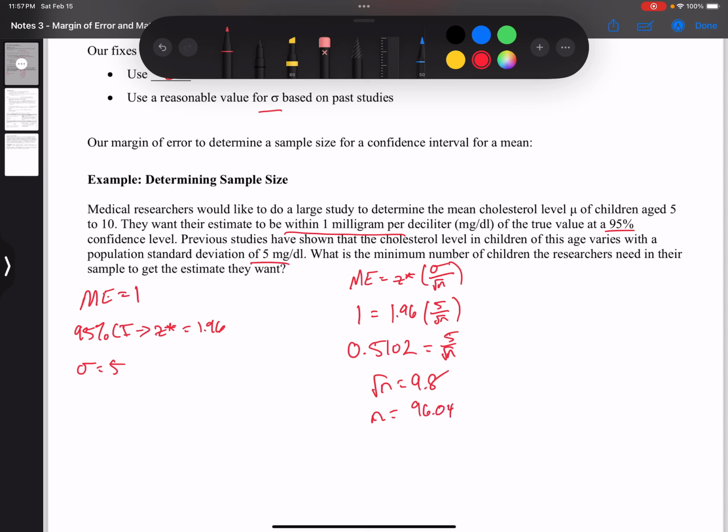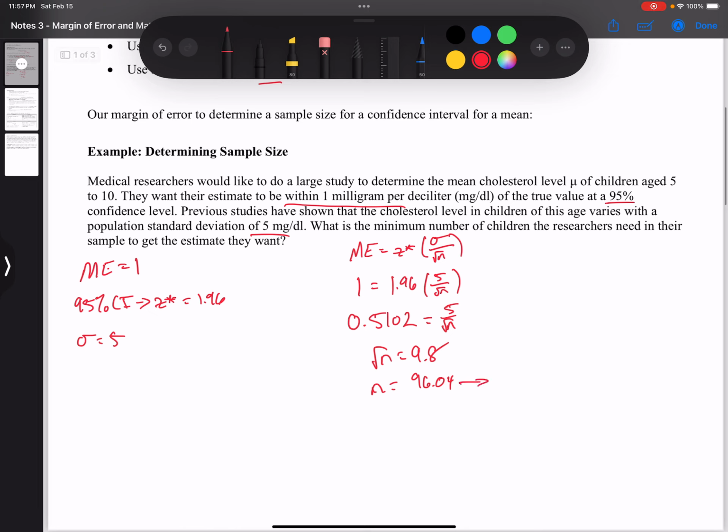Remember, this is a specific sample size, so we don't like this decimal. Also remember, once you hit this point, always round up, no matter what, even though we're really close to 96. We're going to round this up to a sample size of 97. So they should use 97 children in their sample.